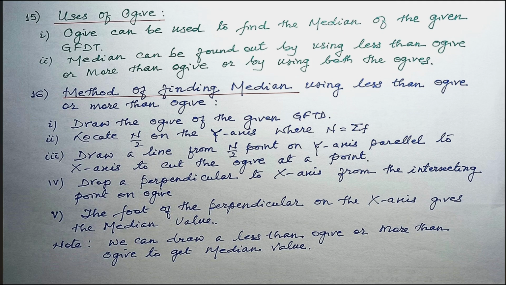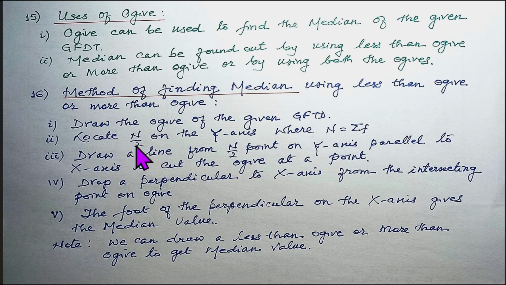Ogive can be used to find the median of the given GFDT. The median can be found by using the less than Ogive, the more than Ogive, or even by using both the Ogives. Please remember that we can use both the Ogives and find the median. Now what is the method of finding the median using the less than Ogive? So let us understand the procedure. First of all, draw the Ogive of the given GFDT, and you know that you have to prepare the CFDT from the GFDT and draw the Ogive.